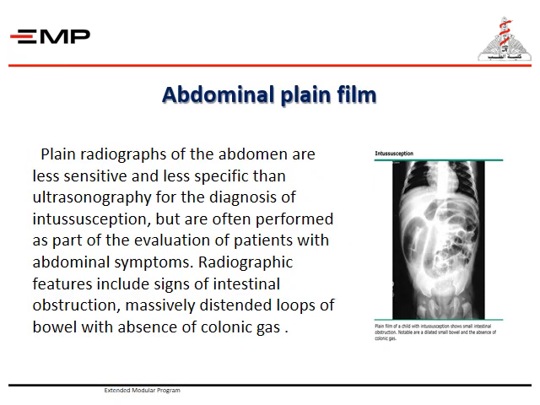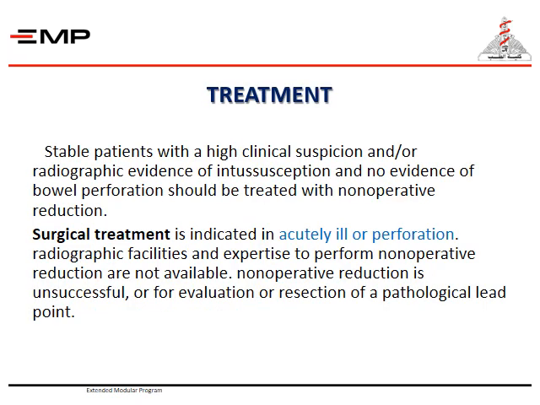Plain radiographs of the abdomen are less sensitive and less specific than ultrasonography for the diagnosis of intussusception, but are often performed as part of the evaluation of patients with abdominal symptoms. Radiographic features include signs of intestinal obstruction, massively distended loops of bowel with absence of colonic gas. Stable patients with a high clinical suspicion and/or radiographic evidence of intussusception with no evidence of bowel perforation should be treated with non-operative reduction. Surgical treatment is indicated in acutely ill patients, perforation, or after failure of non-operative reduction.